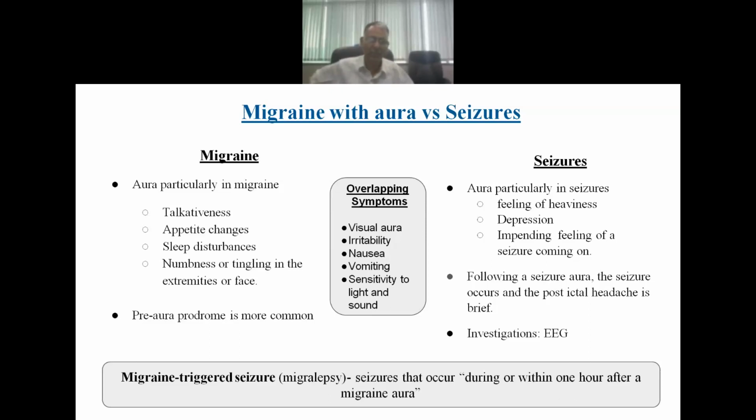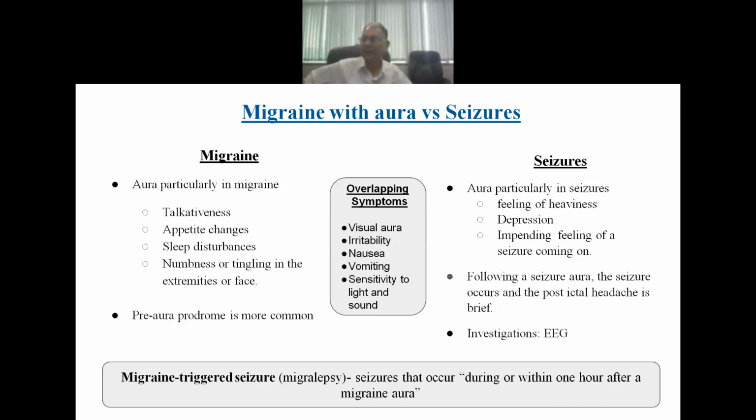In migraine, the aura or talkativeness. Of course, aura can be seen in seizures also, but the symptoms are different. The aura seen in migraine includes talkativeness, appetite changes, sleep disturbances, numbness and tingling in the extremities and face, and a pre-aura prodrome is more common. On the other side, seizure aura is a feeling of heaviness, depression, and the patient probably has a hint that he or she is going to have an attack of seizure. It is probably a premonition for him. So this is included in the pre-ictal aura of seizures.